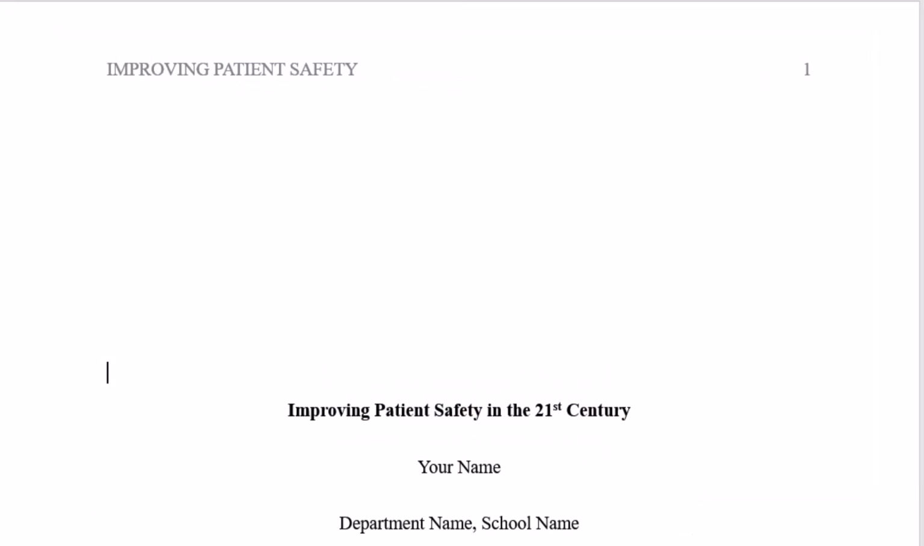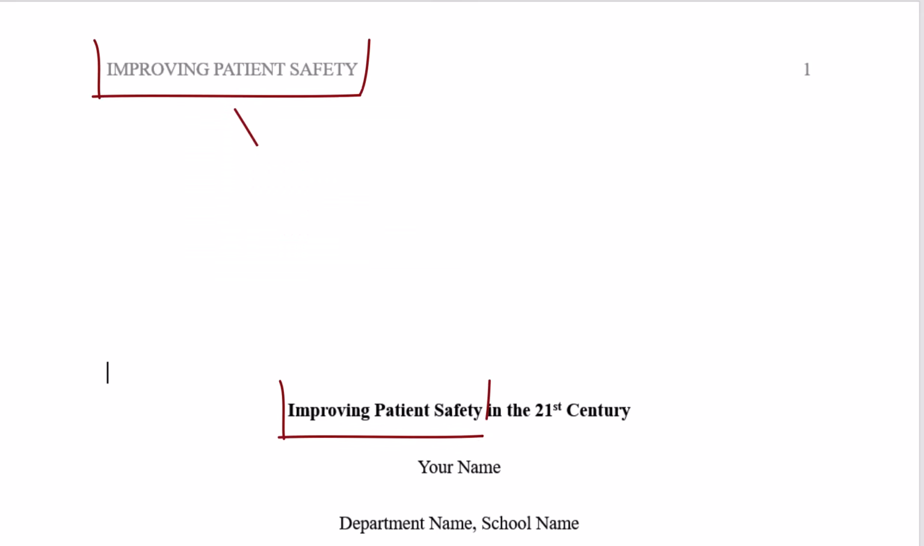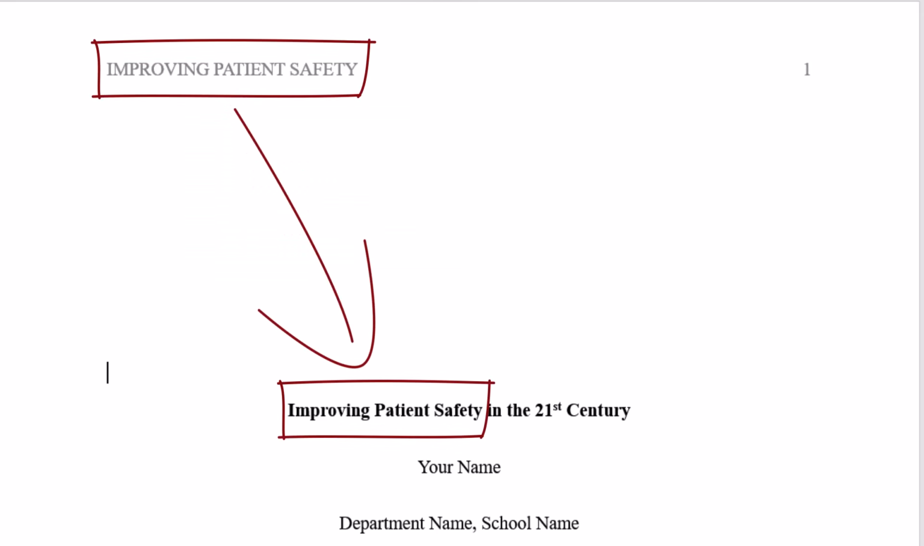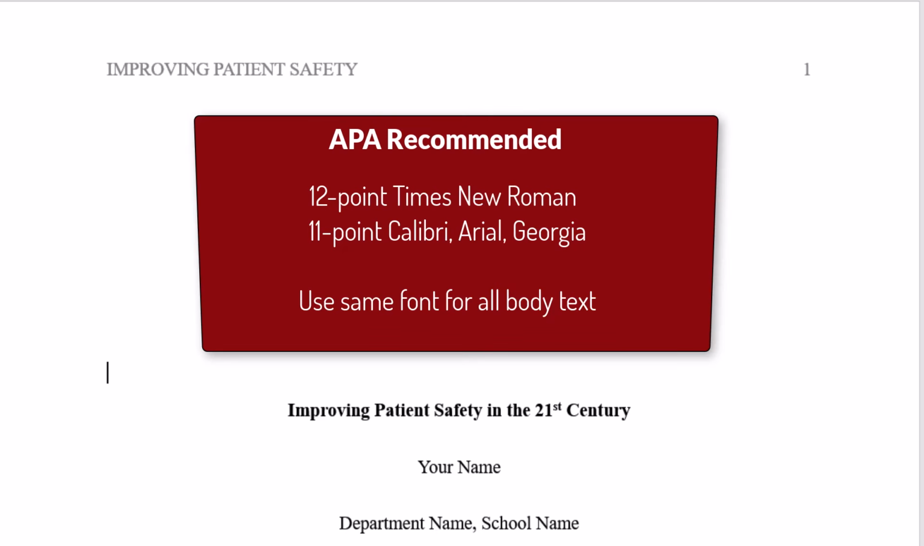Let's start with the title page. First, a running head that goes in the header area of the page. Then comes, in all caps, a short version of your main title. Notice that in this example, it's the first three words of that main title: improving patient safety. On the far right side will go page numbers starting on this page. And if you haven't already, make sure you're using Times New Roman 12-point type.